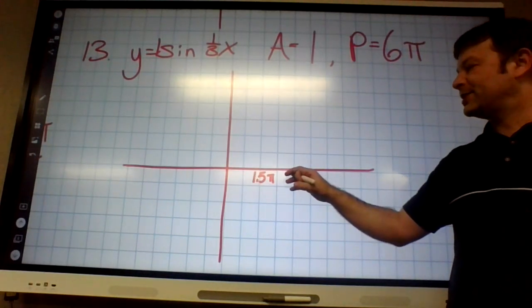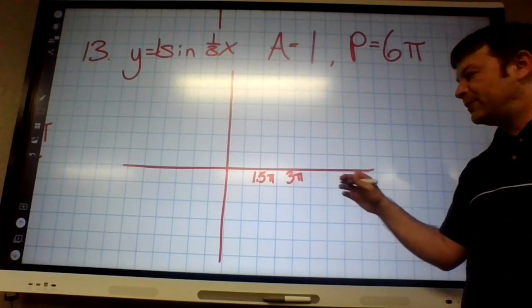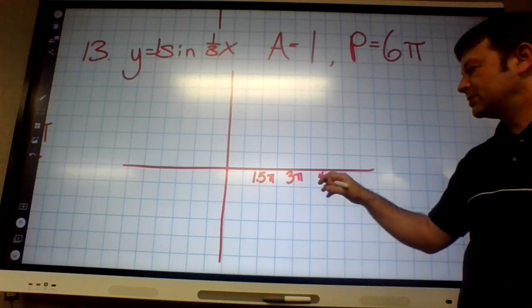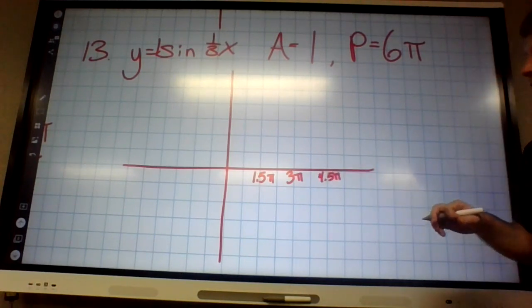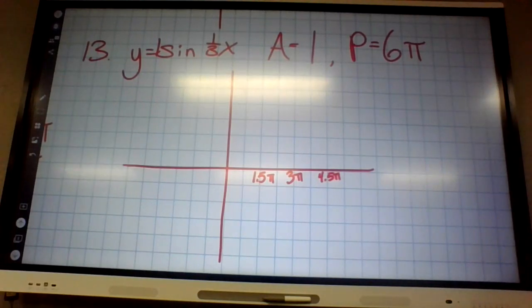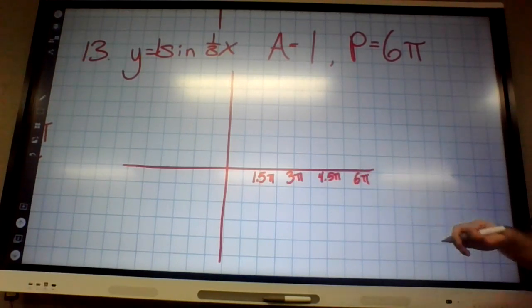And then what's half of 6? 3 pi. And then what's 3/4 of 6? 4.5. So I'm just increasing by 1.5 because that's going to split it up into quarters. And then lastly, of course, would be 6 pi. If you get your numbers right down there, it makes the graphing really easy.